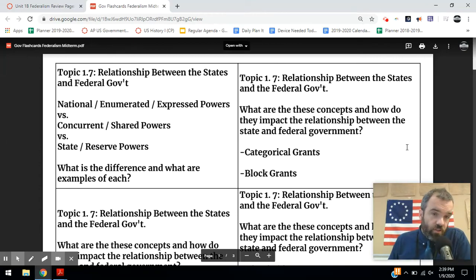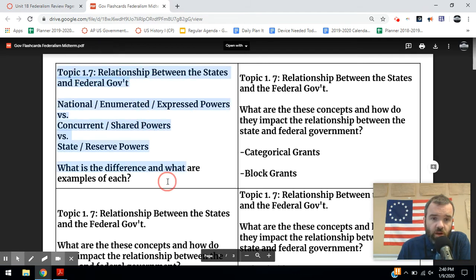So let's dive into our unit on federalism and talk about some of the flashcards for basically the second part of Unit 1 according to the College Board curriculum. And this covers the relationship between the states and the federal government, which is what federalism is. So our first flashcard really talks about some basic concepts and terminology.